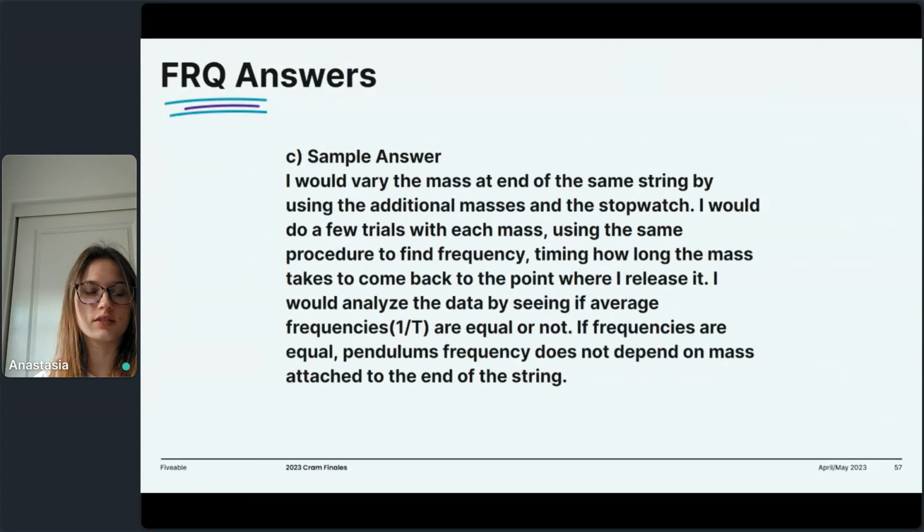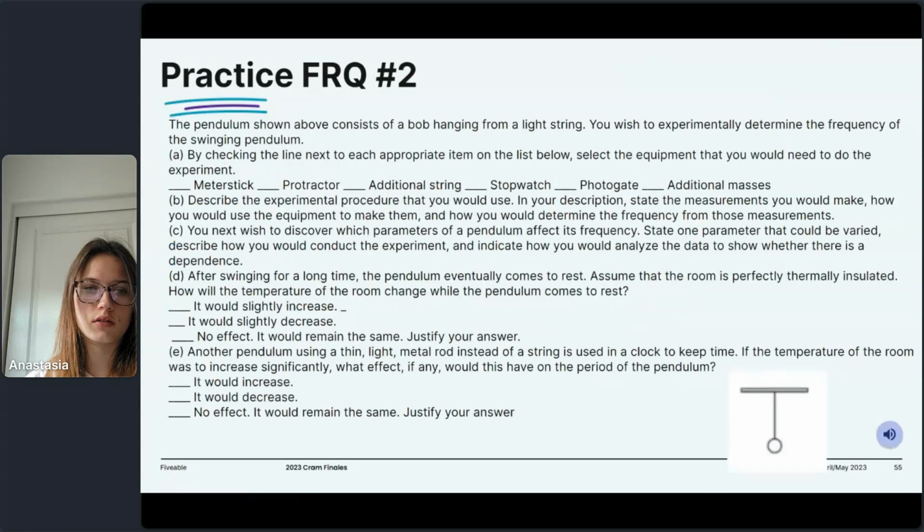So now we're going to go back to C. Can we go back to the FRQ, please? Yes. For C, your next wish is to discover which parameters of a pendulum affect its frequency. So you're going to state one parameter that can be varied, describe how you would conduct the experiment, and indicate how you would analyze this data to show whether there is a dependence. So now we're going to be working on 3. Let me know when you guys are done.